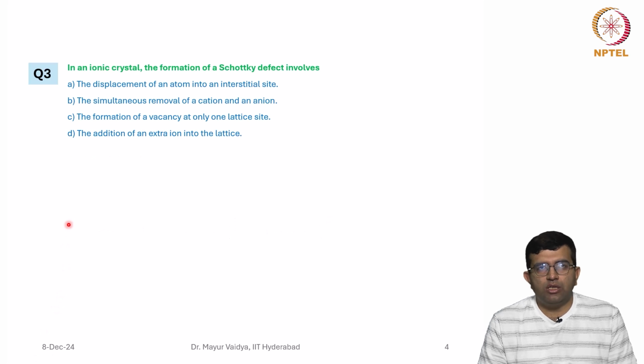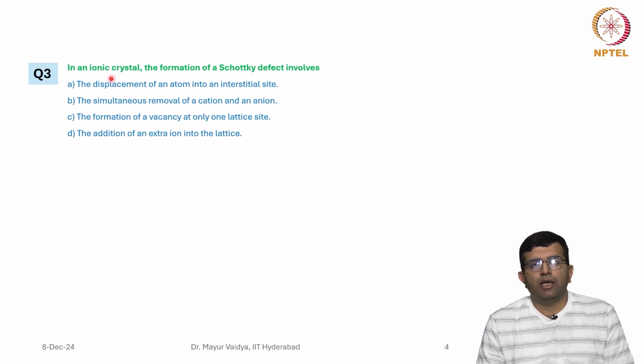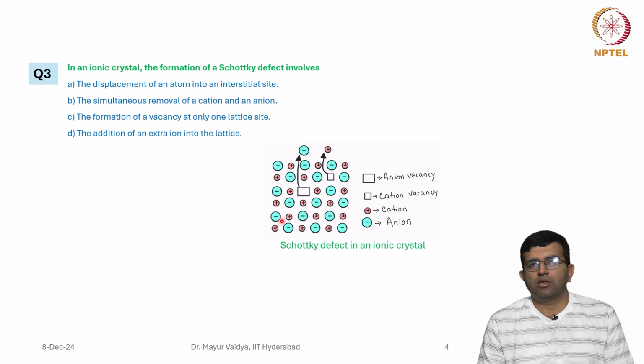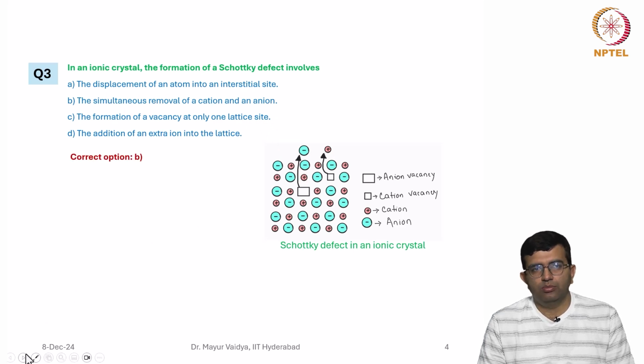Moving on to the next question, this is a simple recall question. In an ionic crystal, the formation of a Schottky defect involves displacement of an atom into an interstitial site. No, this is not correct. The Schottky defect, if you recollect from the previous lecture, involves a simultaneous removal of a cation and anion. Remember that it is an ionic crystal, so charge neutrality has to be maintained. Therefore, it is a simultaneous removal of cation and anion. So, the correct option is B here.